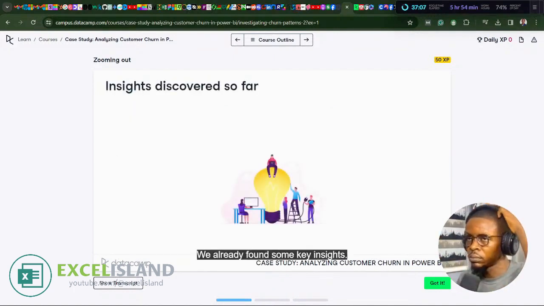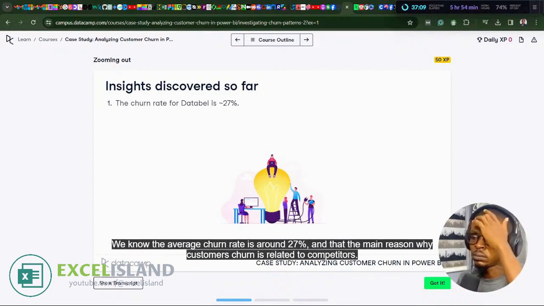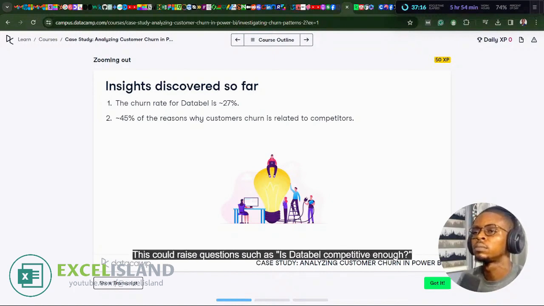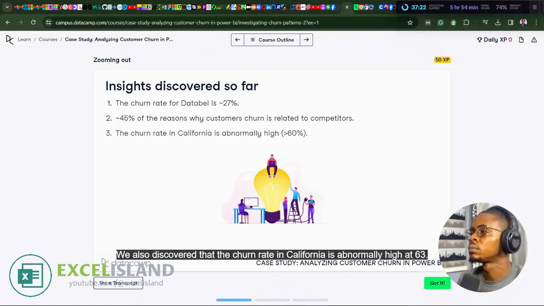We already found some key insights. We know the average churn rate is around 27%, and that the main reason why customers churn is related to competitors. This could raise questions such as, is DataBell competitive enough? We also discovered that the churn rate in California is abnormally high at 63.24%, but it does sound a bit too early to make any general conclusions.